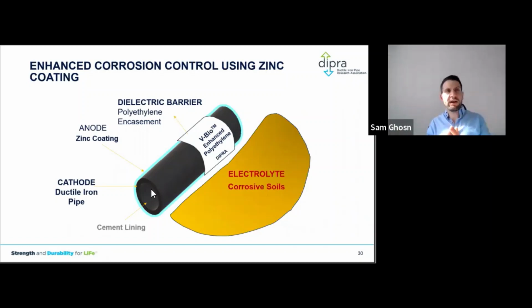We're studying it right now in our test sites, so we're close to a 10-year research with zinc coating, but the results are phenomenal so far. We like it. It is a belt and suspenders situation where you put zinc and polyethylene encasement, but it is an ultimate solution to installing anodes on every stick of pipe, or putting cathodic protection on those mains.